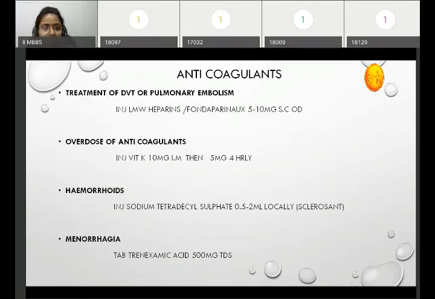The next question is on anticoagulants. Anticoagulants are the drugs which decrease the coagulation capacity in the blood. So for anticoagulant classification, can anybody tell me which are the anticoagulant drugs? Examples of anticoagulant drugs.